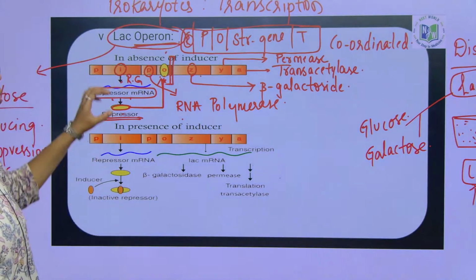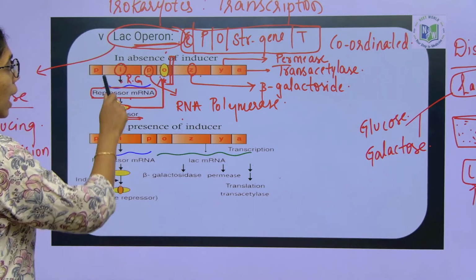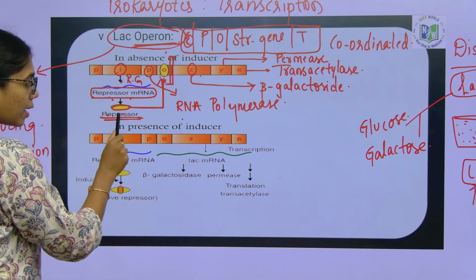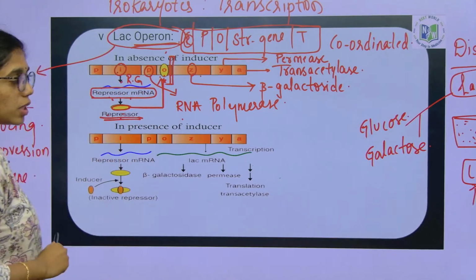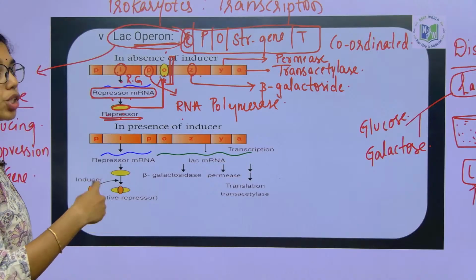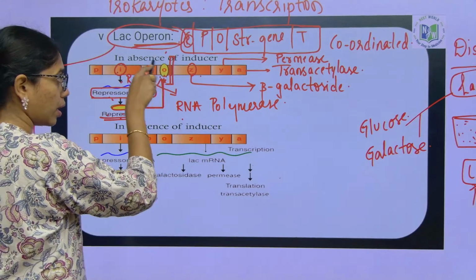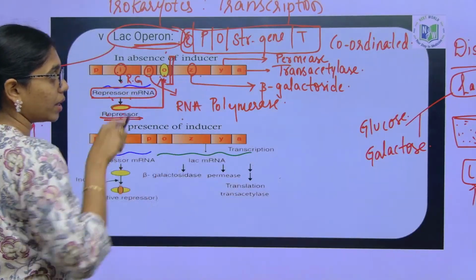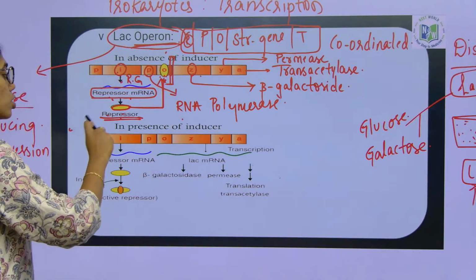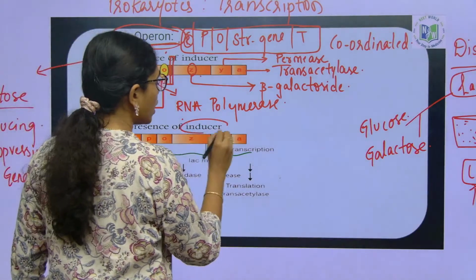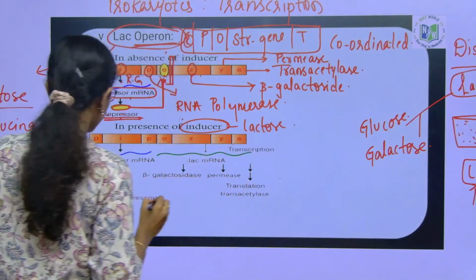So, in the absence of the inducer, that is lactose, what is happening? The I gene is synthesizing the repressor, and the repressor binds to the operator region. Though the RNA polymerase is binding to the promoter region and initiating the activity, as the repressor is bound to the operator region, this will block or inhibit the process in the absence of lactose. Whereas in the presence of the inducer, the inducer here is what? Lactose.